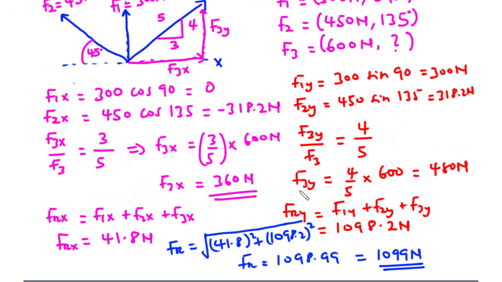Now to find the angle theta, we have theta equals tan inverse of 1098.2 divided by 41.8, and then we have theta to be equal to 87.82 degrees. Let's solve the third example.